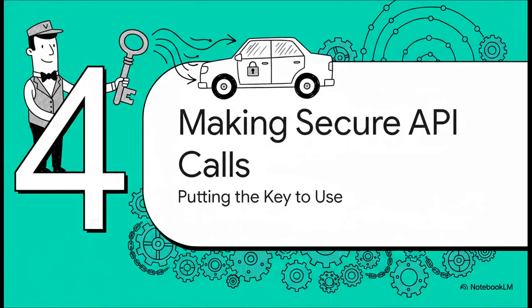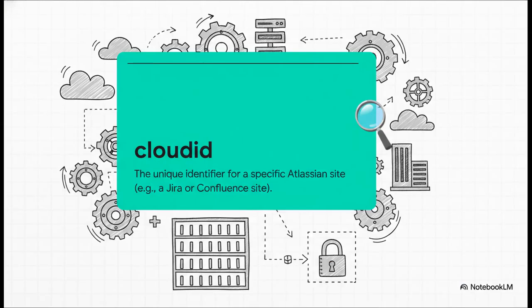Which leads us right into Section 4, making secure API calls. So, our app, our valet, has the key. Now what? How does it actually use it? Well, the very first thing it needs is something called a cloud ID. You see, you might have access to a bunch of different Jira sites, right? So the cloud ID is like the specific address. It tells Atlassian, hey, I don't want to talk to any Jira site. I want to talk to this specific one.